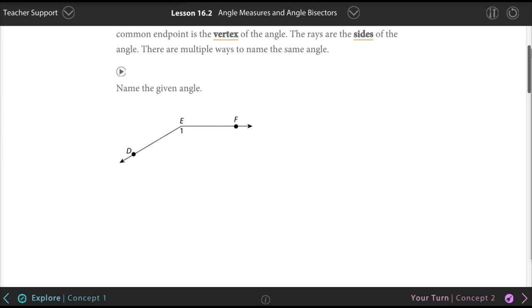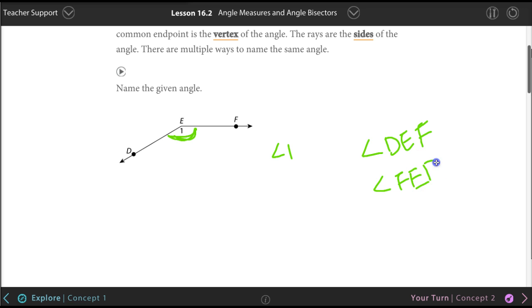Okay, so you can name it like this. You can either say angle 1, because look, the number 1 is right there. Or you can say angle, and then you want to angle this one right here, this part right here, okay? So you can say DEF. You know what else you can do? You can say it is angle FED.